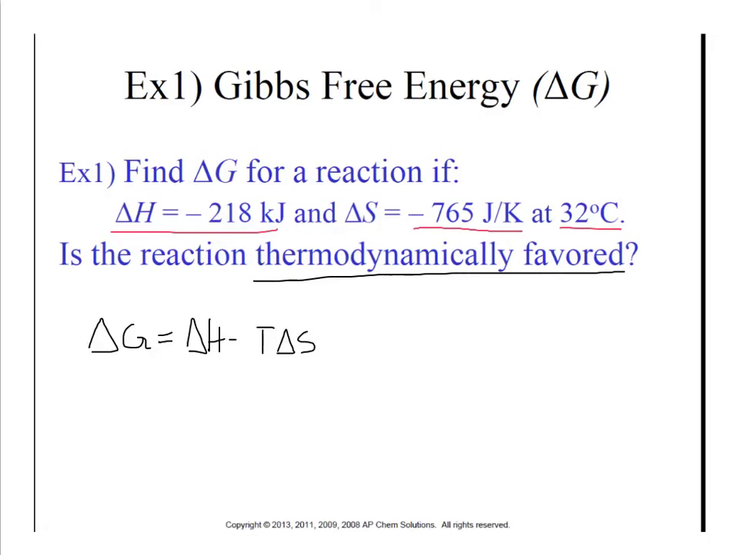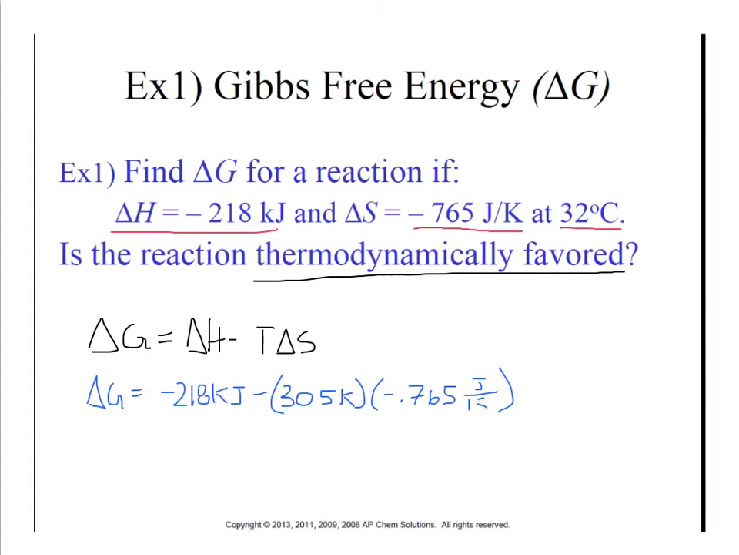So here's our equation. We'll just go ahead and plug those values in, but we have to make sure that we set the units right. So delta G is going to be equal to our enthalpy, which is negative 218 kilojoules, and we're going to subtract from that the temperature times the change in entropy. Temperature is given to us at 32 degrees Celsius. We need to put that over into Kelvin, though, and so that's going to make it 305 Kelvin. And then our entropy, which is in joules, needs to be converted over to kilojoules, so we're going to move that decimal over 3 places so that we wind up with negative 0.765 kilojoules per Kelvin.